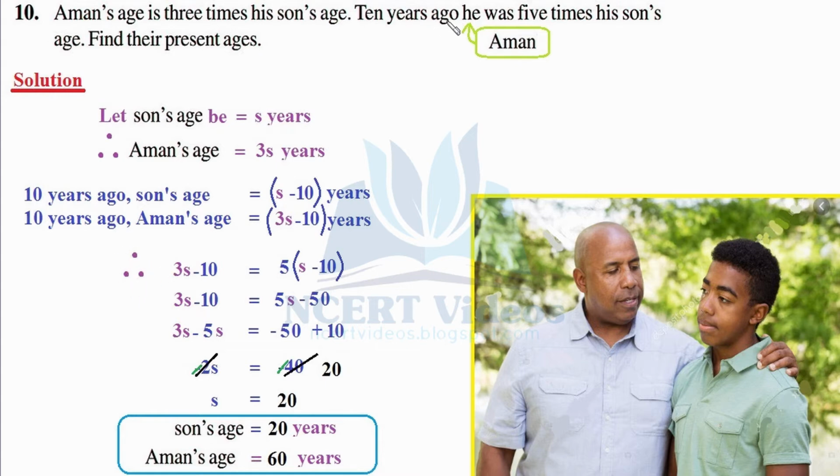Therefore, this is the sign of therefore in mathematics. 10 years ago, he was, that is Aman was, means equal to. So we wrote Aman's age, that is 3S minus 10, equal to 5 times his son's age at that point of time, that is 10 years ago. So 10 years ago, son was S minus 10 years. Right now we are not writing units. You can write them, but we can avoid units while solving. We will write our unit in the final answer.